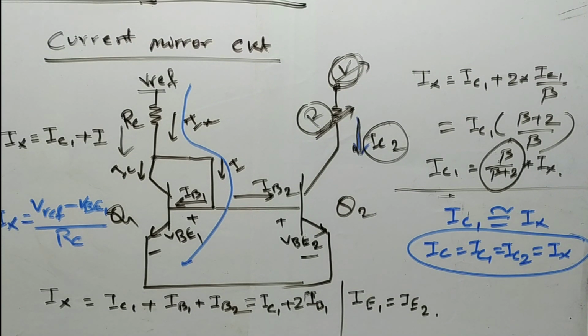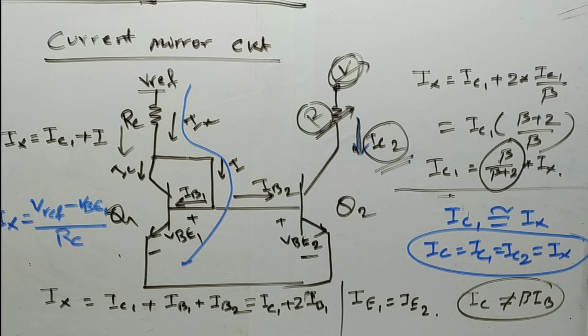What is the limitation? Both Q1 and Q2 transistors must operate in the active region. If any of the transistors operates in the saturation region, then this is not valid. Why? As we know, in the saturation region, IC is not equal to beta into IB. So the limitation of the current mirror circuit is that if the Q1 and Q2 transistors operate in the saturation region, then the current mirror circuit doesn't work.